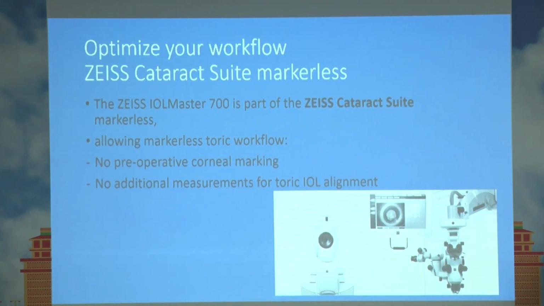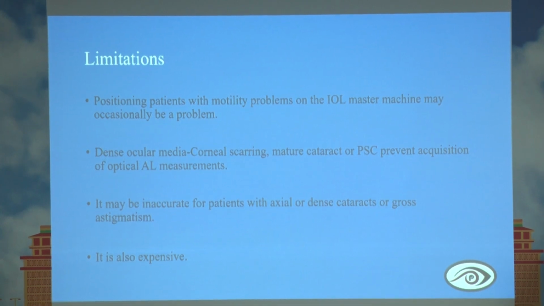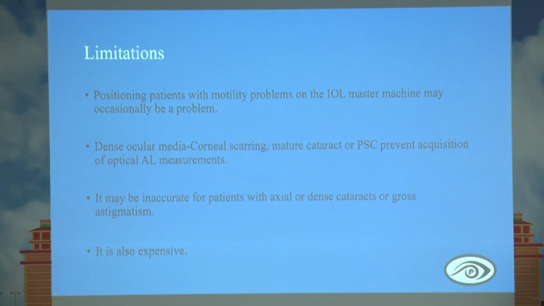So coming to the workflow, I also have a cataract markerless system. With the toric workflow, the data can transfer from the IOL Master 700 to the Callisto eye. So these are a few limitations with dense cataract. Sometimes you may find a little difficulty in this, but it's also expensive.